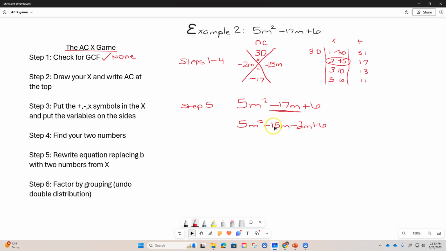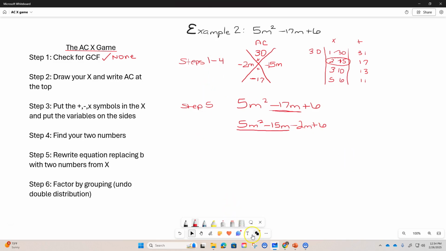I did that very purposely, because it says factor by grouping. You may not have heard that term before, but when you read it, think that we're going to undo the double distribution. Those of you who use the double distribution property, we're going to group these two together and pretend it's one problem. We're going to completely ignore this one.